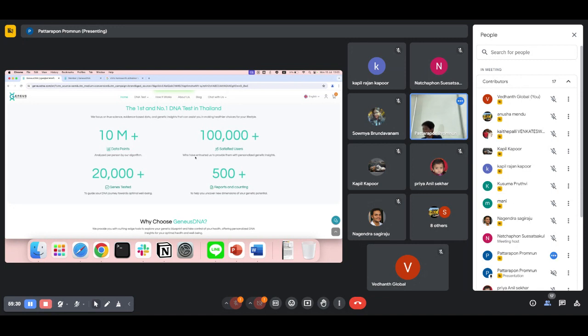And most of the people raise one question to us when we talk about this product: what is the accuracy of this product? Accuracy of this testing, 99.99. Actually, the DNA result that we get from Illumina has a very high accuracy.